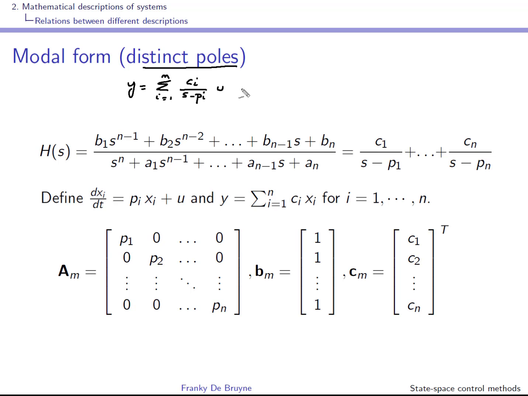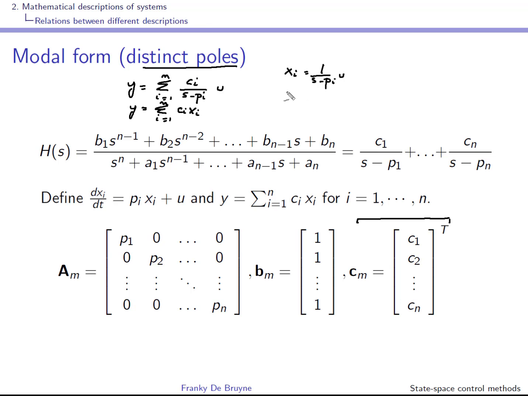Okay, so we'll define the states as follows. We'll say that the states are 1 over s minus pi U, so that you can write y as a sum, i equal to 1 to n, of Ci xi. Okay, so this is explaining why my C matrix looks like this one, right?